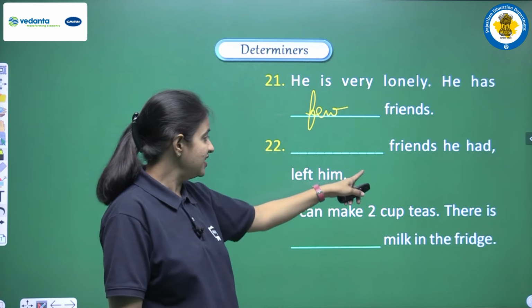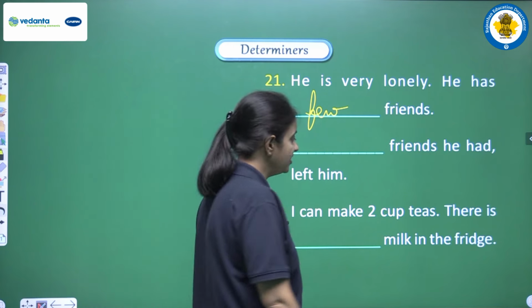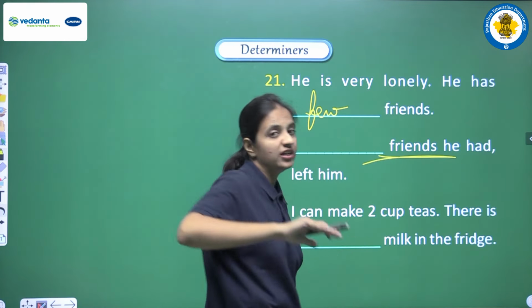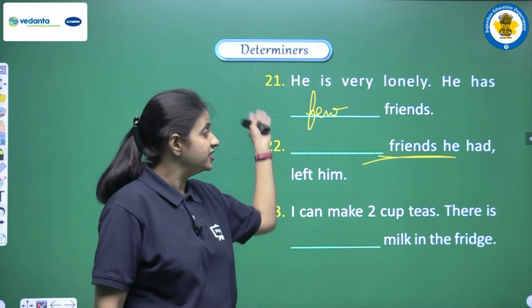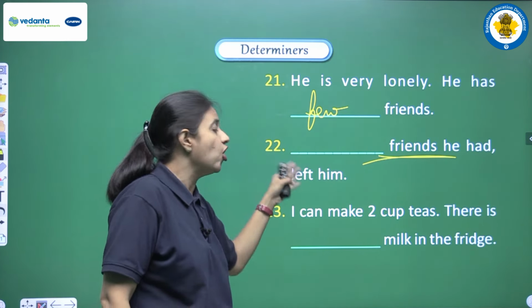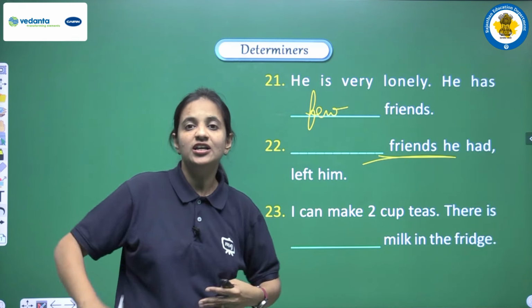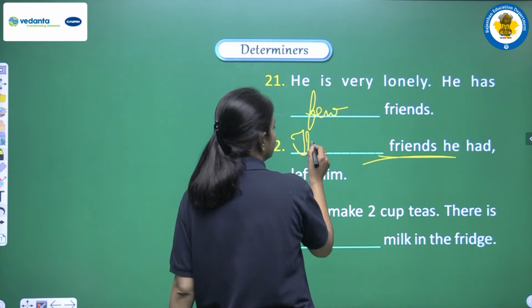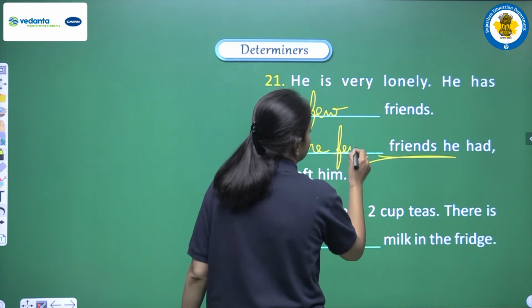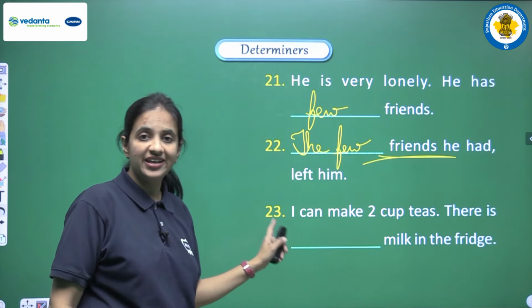Next is friends he had left him. So just focus on the sentence very carefully. Here we are talking about the total number of the friends that he was having, and we are saying that jitne bhi friends the uske, they all left him. So friends is a countable noun, and when we want to show the total number, the totality, then we always use the few. And the answer will be the few friends he had left him.